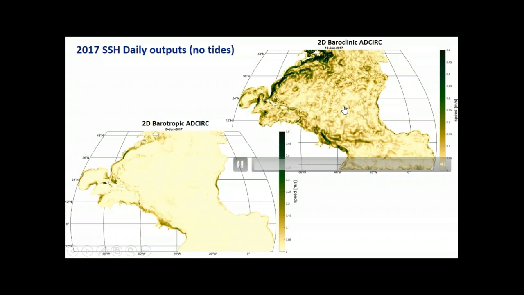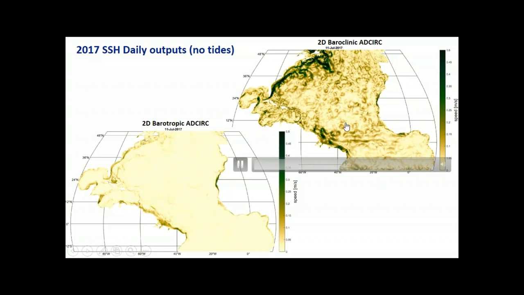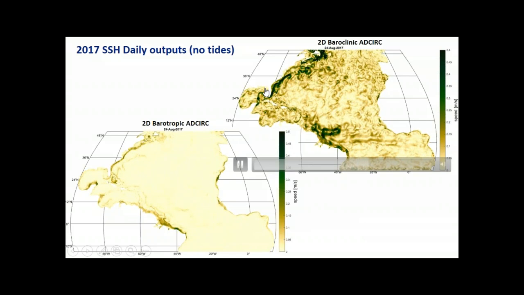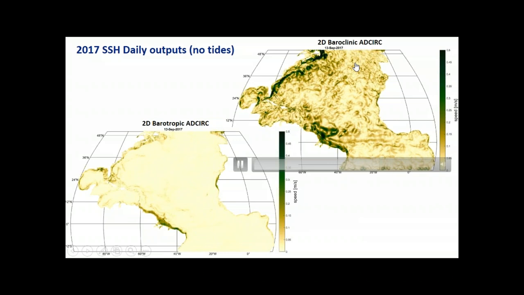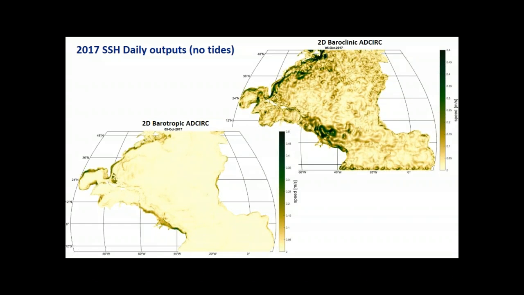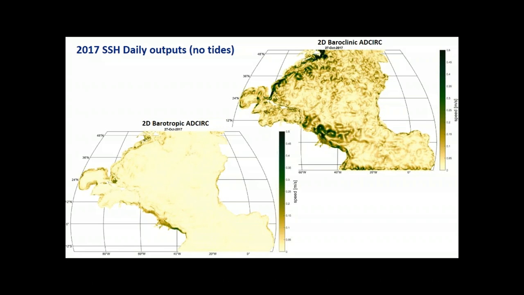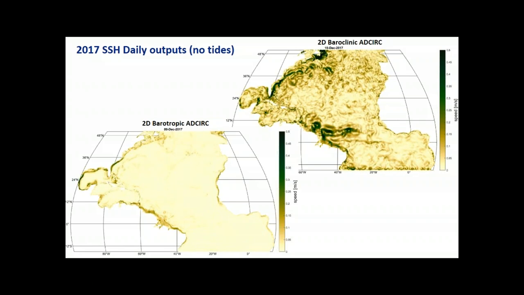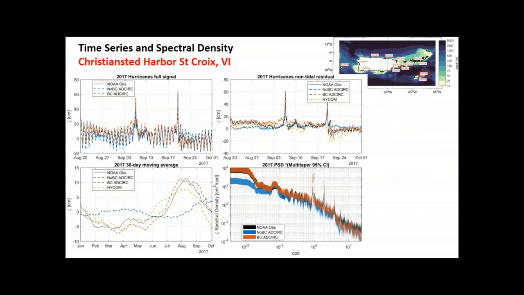Current patterns that you can see in the Western Atlantic and here a little bit in South America. And you can see the Gulf Stream very nicely over in here. So that's actually geostrophically pulling the water away from the coast. And so getting that variability is just huge.